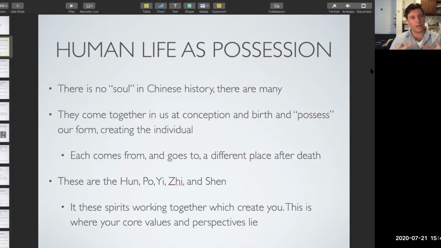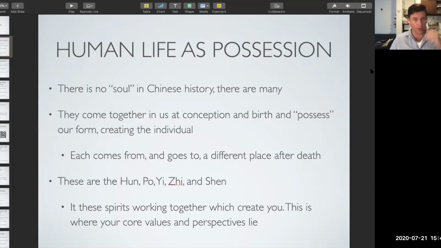At birth, they come together. At death, they separate out and go to other places. And that's the Hun, Po, Yi, Zhi, and Shen. And these spirits working together are what create our mind, are what create our intentionality, are what create at the deepest level who we are.